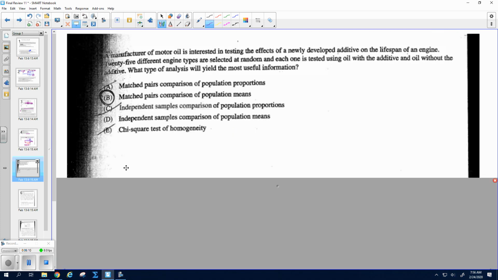All right, the next one is B. This is definitely matched pairs. It says 25 different engine types are selected, and each one is tested using oil with additive and oil without the additive. So basically each engine does both things. So that would be matched pairs. And then, are we talking about means or proportions? We're talking about the lifespan of an engine. That would be means. So the correct answer is B.